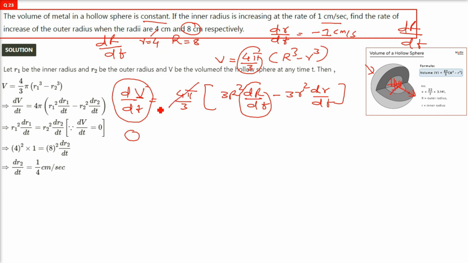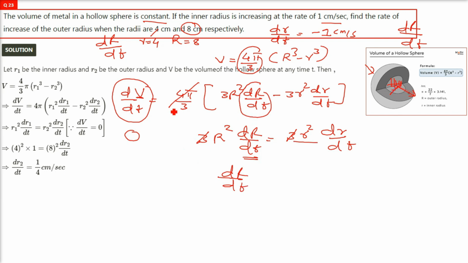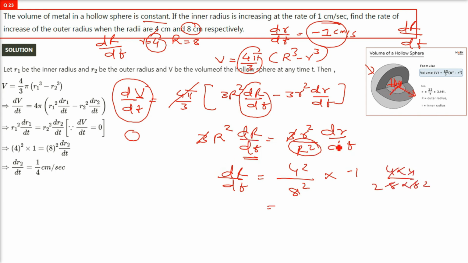4 pi by 3 doesn't count. The inside bracket will count, so you can take one on the left hand side, other on the right hand side. So 3R square dR by dt is equal to 3r square dr by dt. So this dR by dt is going to be small r square by capital R square, into dr by dt. So it is 4 square divided by 8 square, dr by dt is 1. As I said, it is increasing, so the negatives will not count. Always decreasing will be using the negative, increasing will always be positive. So when you compute this, you will get 1 by 4 centimeter per second, and this is going to be dR by dt.